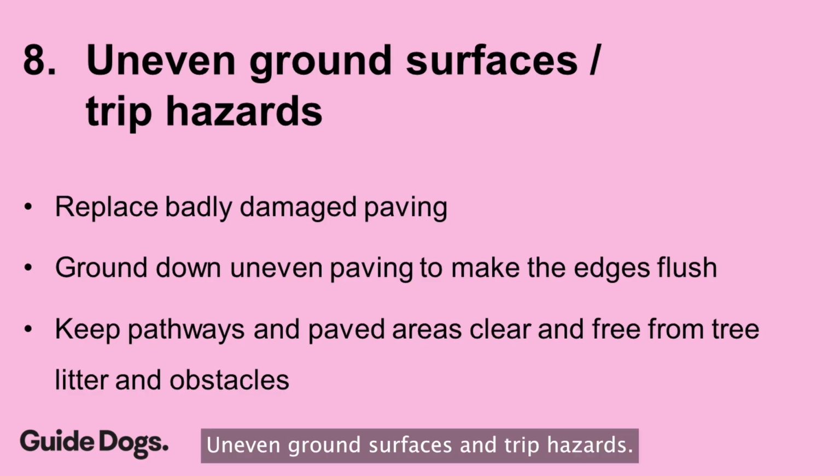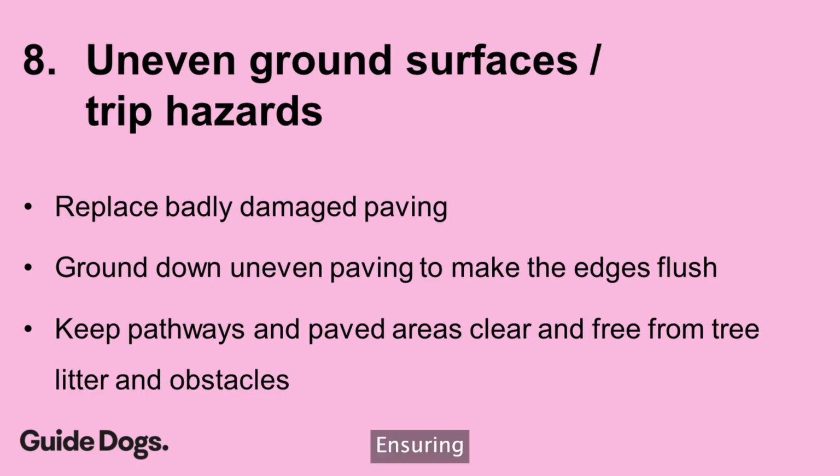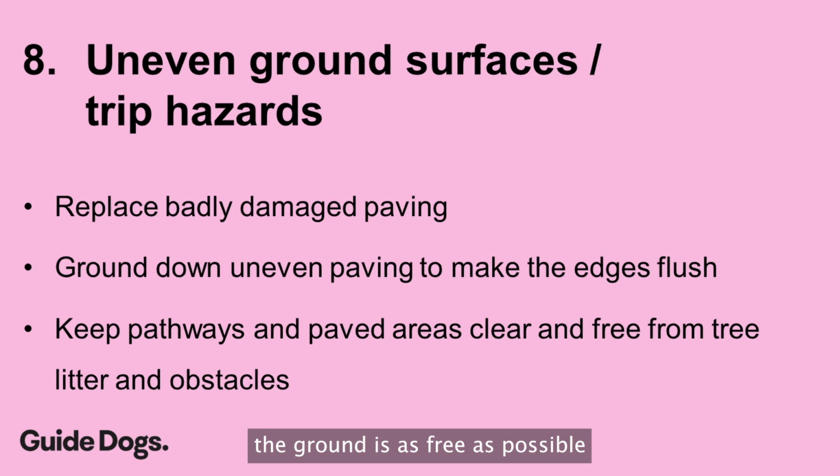Uneven ground surfaces and trip hazards. Ensuring the ground is as free as possible from trip hazards is important. Badly damaged paving is best replaced, while some areas of uneven paving can be ground down to make the edges flush with the adjacent sections. Pathways and paved areas should be kept clear and free from tree litter and other obstacles.